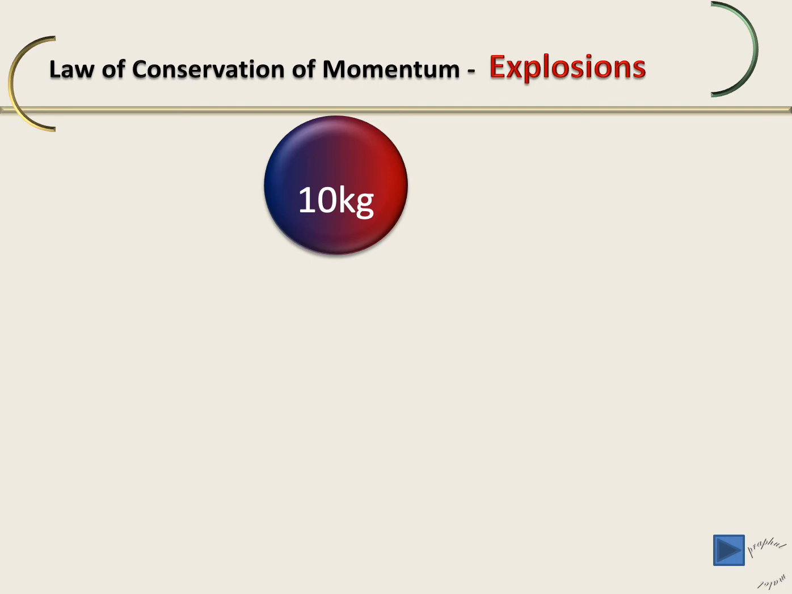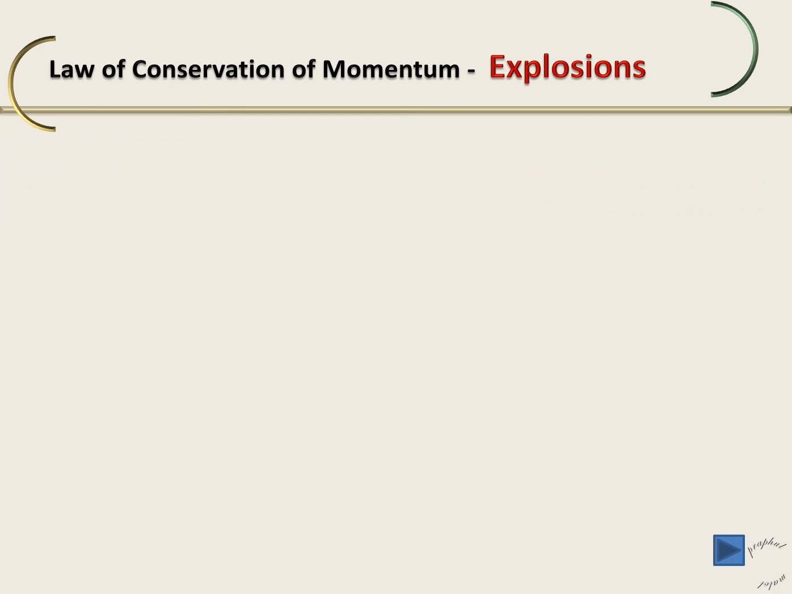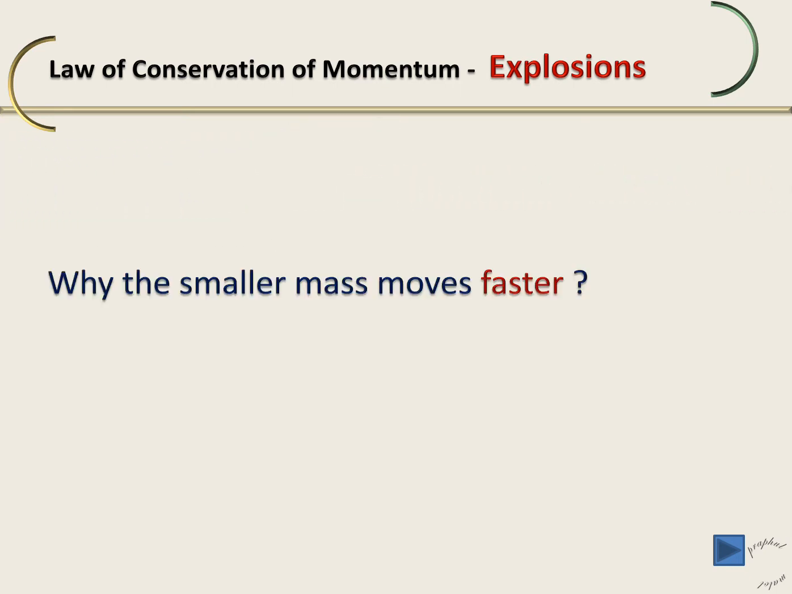Explosion. You can see a 10 kg mass there. This 10 kg mass is exploding into two smaller parts, an 8 kg and a 2 kg mass. As you can see from the diagram, the 2 kg mass is going faster. It's obvious, since it's a smaller mass, it should go faster. Now, you are asked to prove that. Why should the 2 kg mass go faster? Using the concept of physics, you have to prove it.